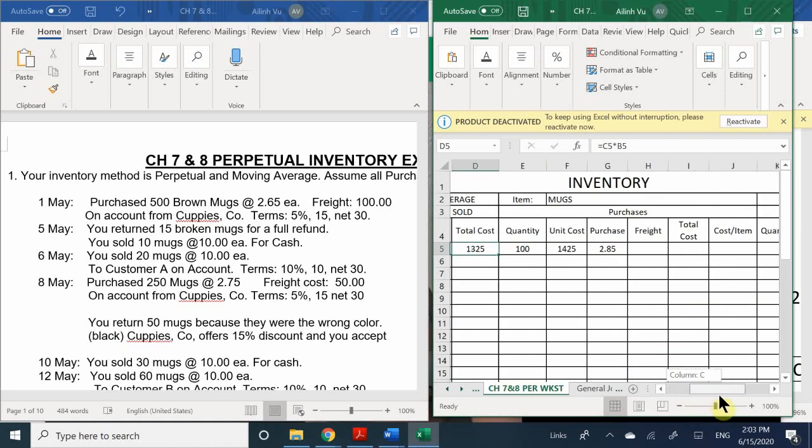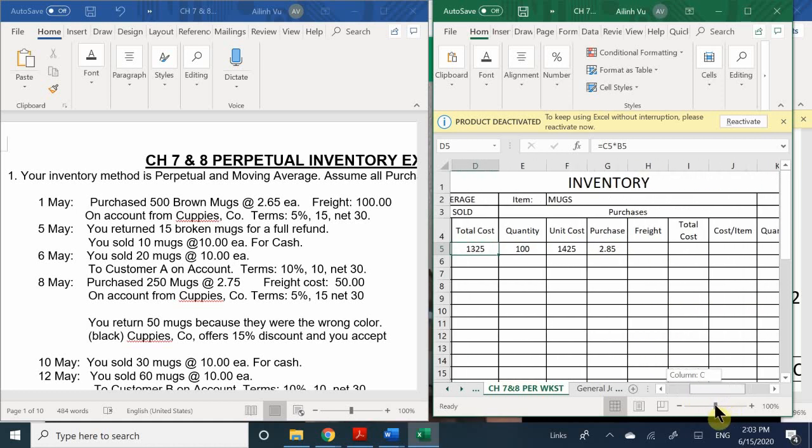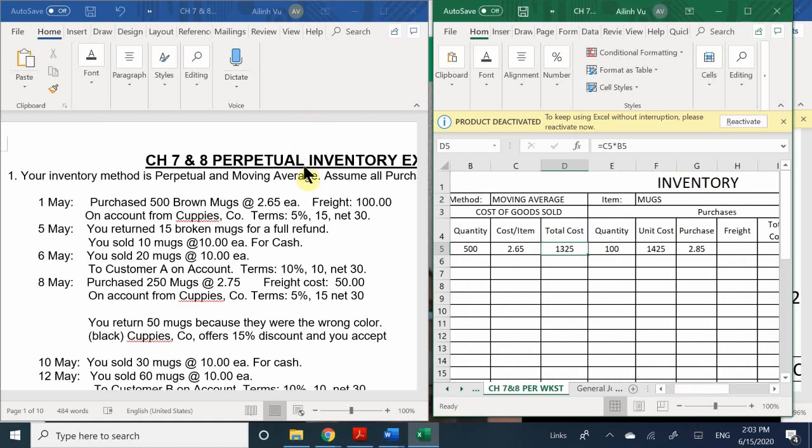I think I have a repeated. Oh my gosh. Okay, I typed in the wrong one. I was typing in the cost of goods sold section. Okay. So that was my mistake. So let me go ahead and fix that real quick.